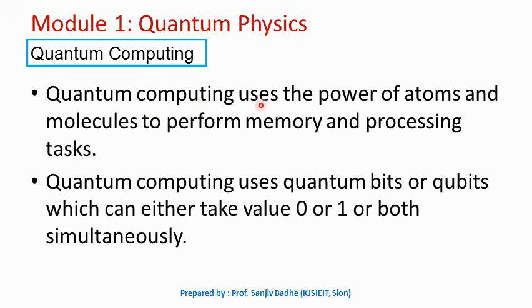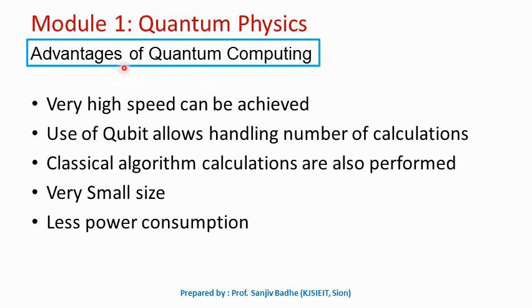Quantum computing uses the power of atoms and molecules to perform the memory and processing tasks. Quantum computing uses quantum bits, which are called qubits, which can take the value 0 or 1 or both simultaneously. These are the advantages of quantum computing.